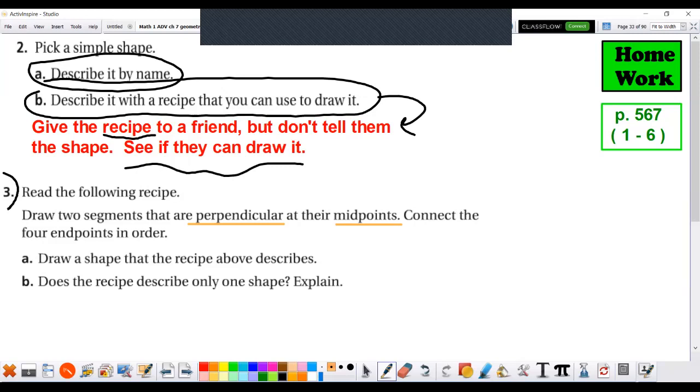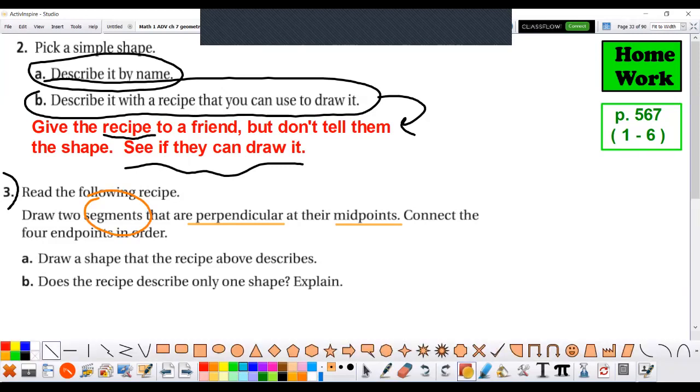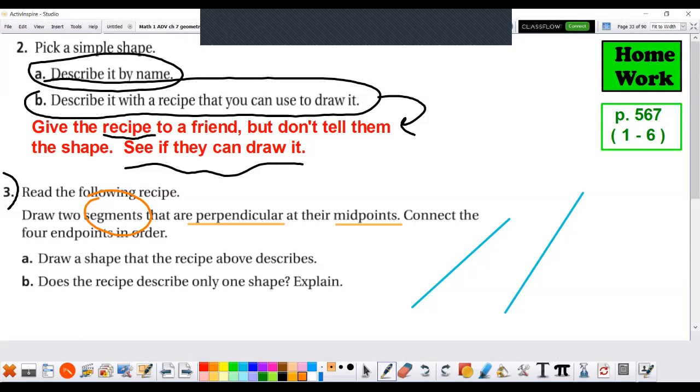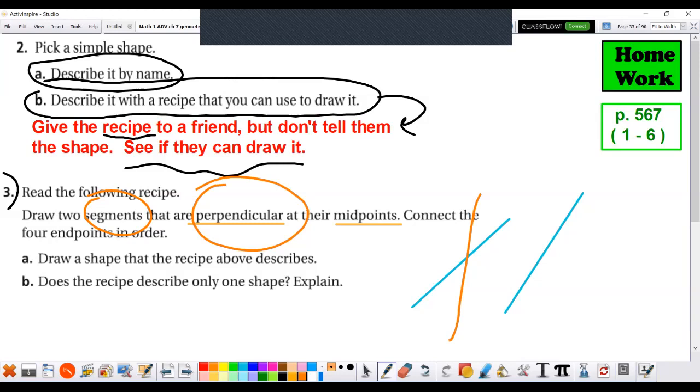Number three, it says draw two segments. Okay, do we remember what a segment is? A segment's a piece of a line. Okay, so in other words, there's a segment. Draw two of them. Got it. Oh, that are perpendicular. Now, some people don't understand perpendicular. Those lines are not perpendicular.